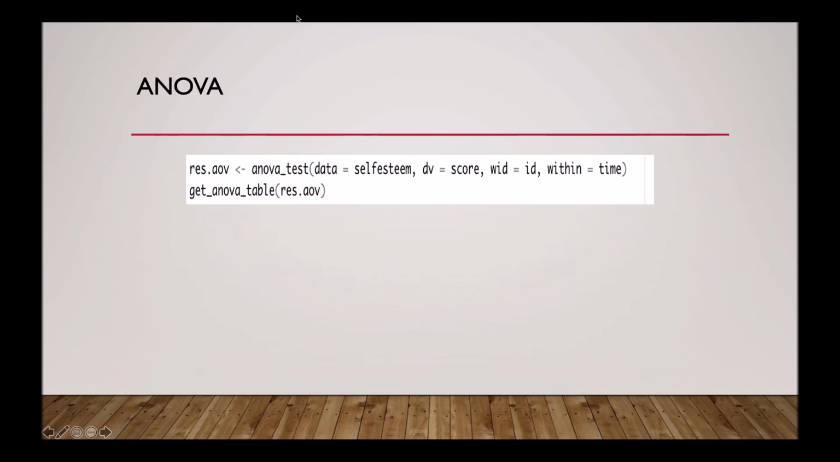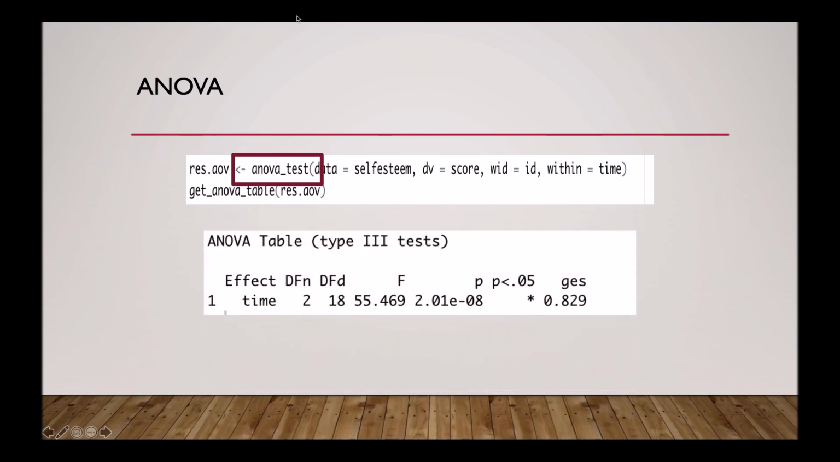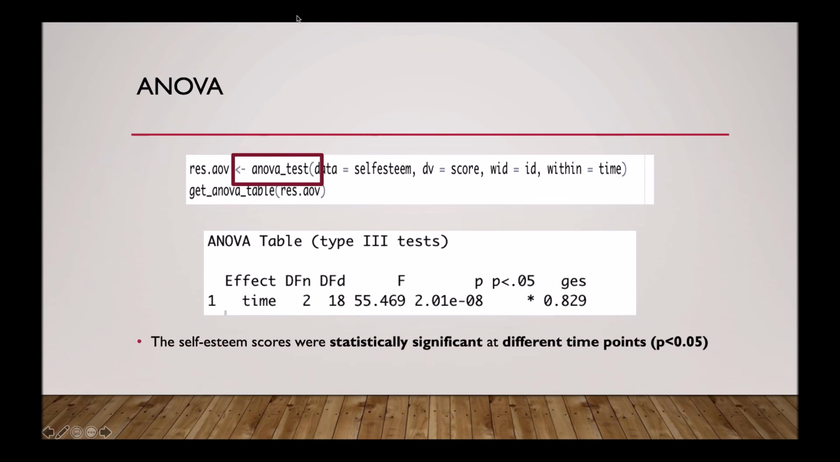So now we are ready to run the ANOVA, and we can do this by using the anova_test function, like this. And here are our results. As you can see, the self-esteem scores were significantly different at different time points, as indicated by the p-value here.